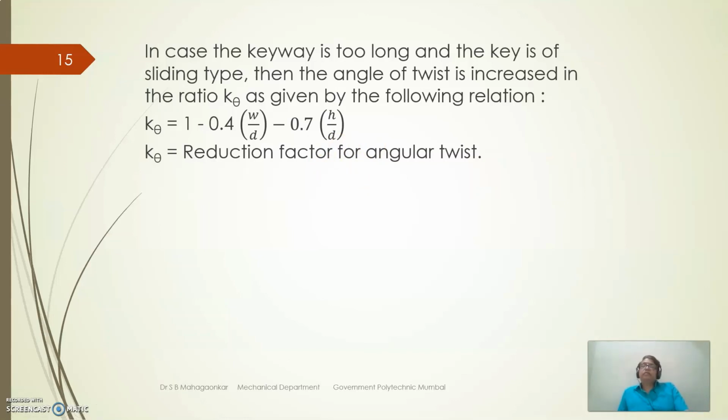This is very important to learn, because sometimes they may ask in the examination or in an interview what is the effect of keyway. It will reduce the strength of the material, or the strength of the shaft. By how much it will reduce is given by these equations.